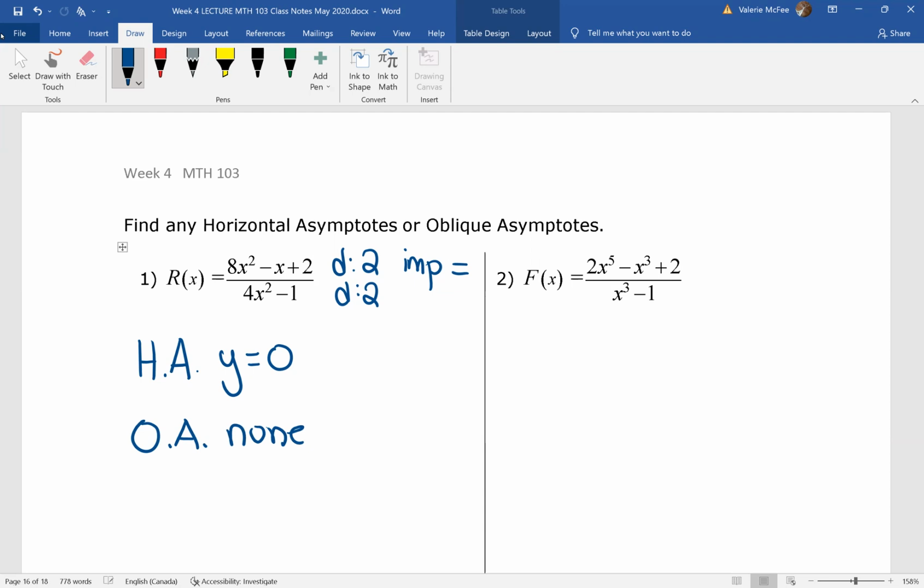Why don't you find any asymptotes for question 2? You found that the degree of the numerator is 5, the degree of the denominator is 3. This is improper, but it's not 1 more. So the horizontal asymptote is none. The oblique asymptote is also none.